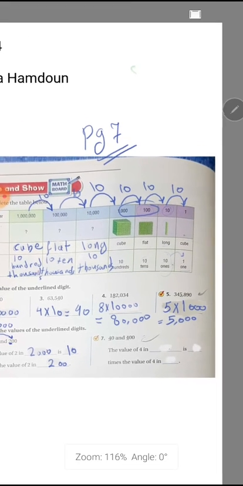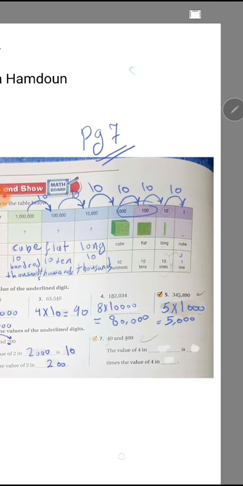Okay, now let's see number 7. Now I want you to compare between this 4 in 40 and this 4 in 400s. Okay, so which one is the greater? Look, I'm talking about hundreds. I will return to the chart. I'm talking about hundreds and tens. So which one is the greater? Of course, hundreds is greater than tens by 10 times. Okay, so the value of 4 in 400s is 10 times the value of 4 in 40.